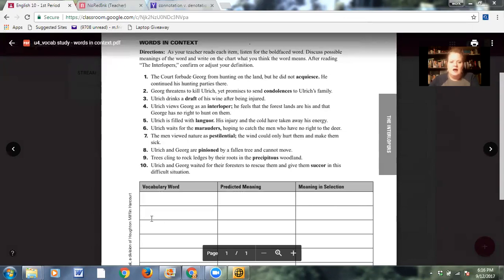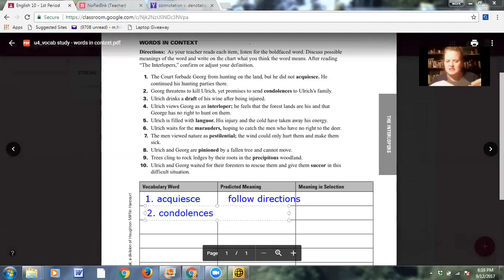All right. Number 2, I'm going to do the same thing. I'm going to write number 2 on this line. I'm going to look at the word. It says condolences, CONDOLENCES. Condolences. And my sentence is, Georg threatens to kill Ulrich, yet promises to send condolences to Ulrich's family. If somebody threatens to kill someone else, then they promise to send something, what might they send?